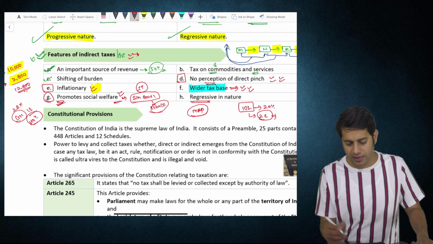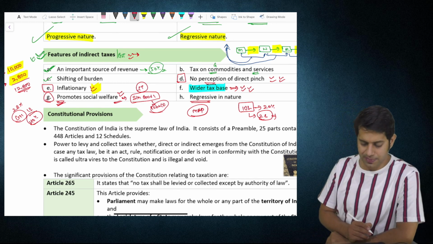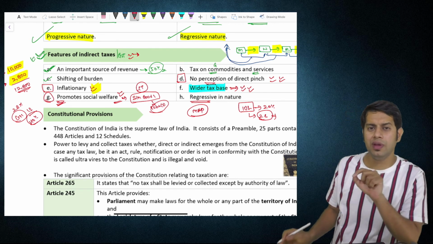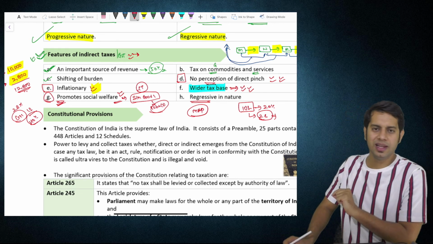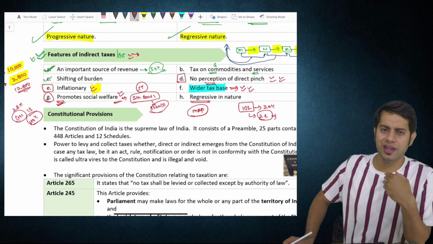Sir, there are totally how many features? There are totally 8 features. So there is a memory technique to remember these 8 features. Now I'll ask you a question. Who will win the IPL this year? Whatever IPL is happening, who will win the IPL?